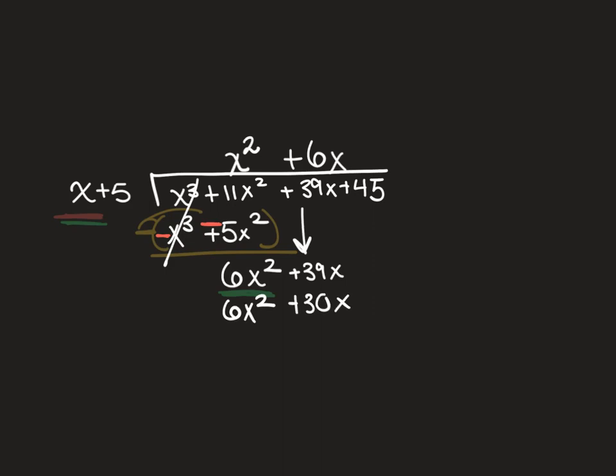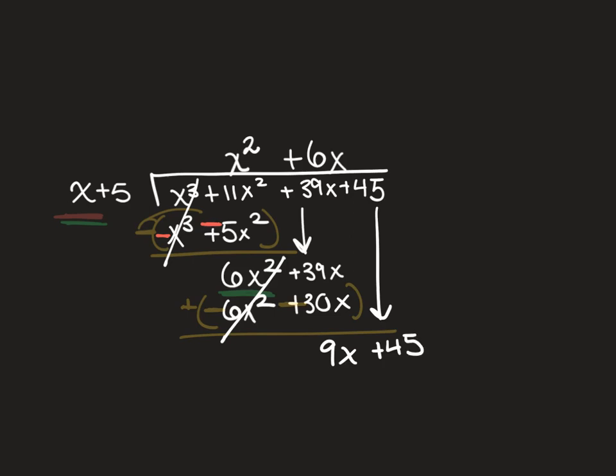And then, just like before, you need to subtract this entire quantity. So this becomes a negative and a negative 30x. So 6x squared minus 6x squared is nothing. 39x minus 30x is a 9x. Drop down your 45.